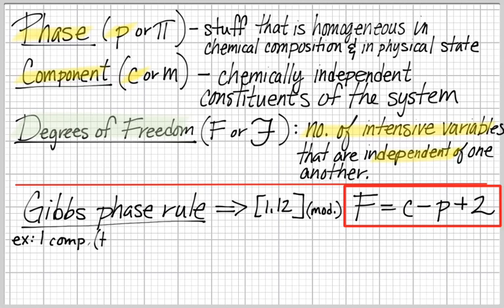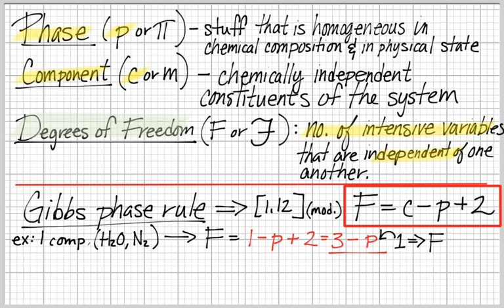So the Gibbs Phase Rule basically tells you how many intensive variables you need to describe the state of a system. If I have one component, like H2O or nitrogen gas, in a single phase, then it's 1 minus the number of phases, which is 1, plus 2. So 1 plus 2, minus 1, gives me 2 degrees of freedom.